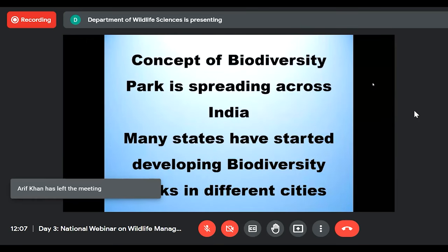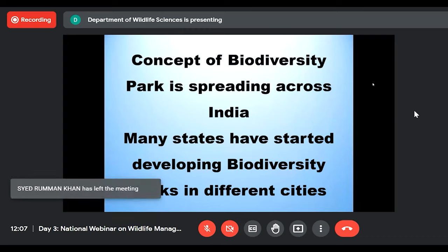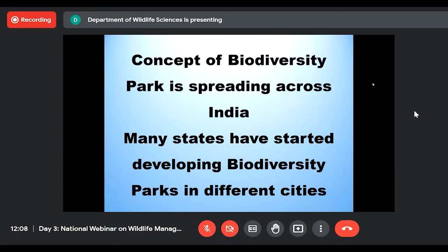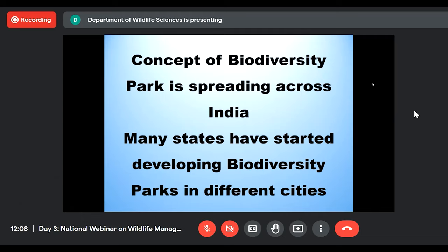So the concept of biodiversity parks is spreading across India. Many states have started developing biodiversity parks. We have visited many states recently. Our team has visited Uttar Pradesh, Bihar, Madhya Pradesh, and Odisha. So many states are coming up with the biodiversity park concept. And biodiversity parks can also be developed in areas adjacent to national parks and wildlife sanctuaries, because it's a small area. So they can play a role as a refuge or as a corridor for wild animals also. Next, please.